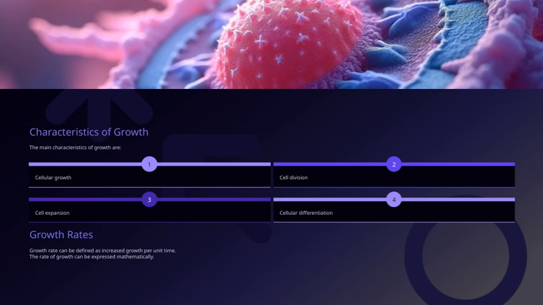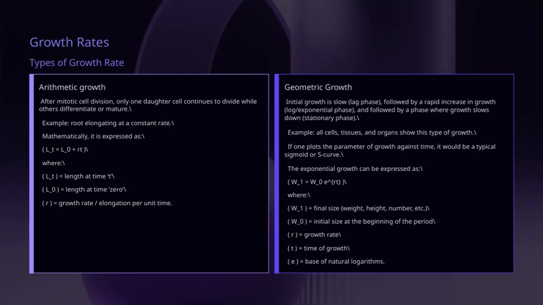Overall, understanding these fundamental characteristics helps us grasp how organisms develop and adapt over time, tying into the broader theme of biological growth and regulation. Now, let's take a closer look at some key concepts related to growth.